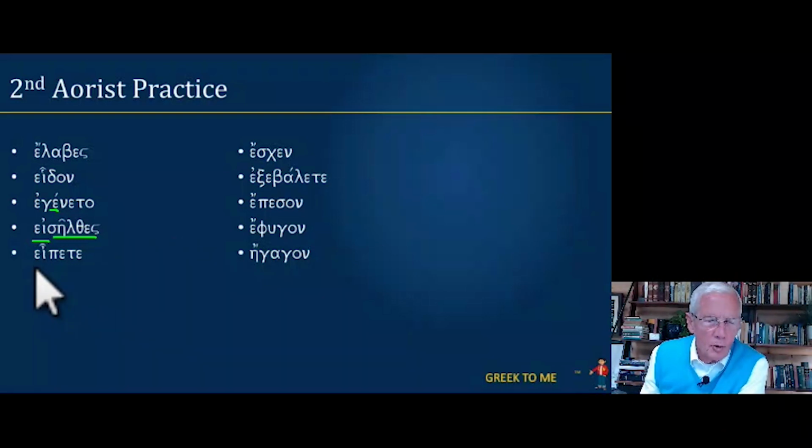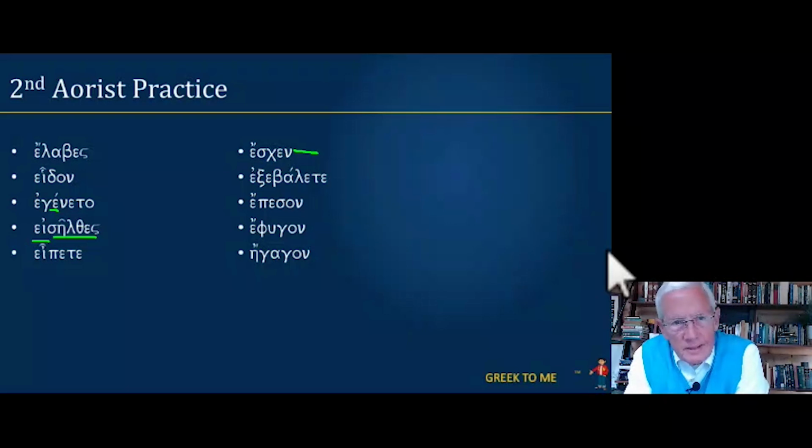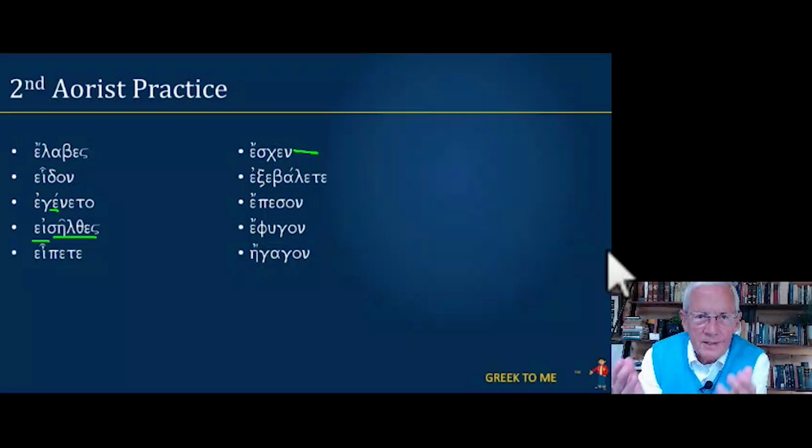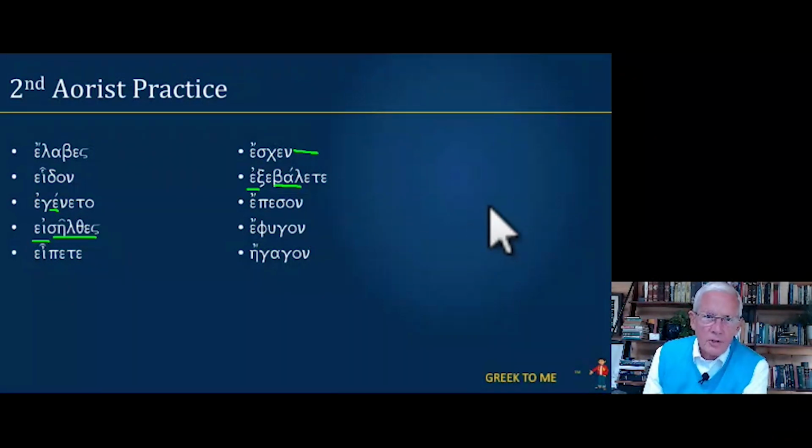Eipate from lego, second aorist, active indicative, second person plural, you said or you spoke. Eschon from echo, second aorist, active indicative, third person singular, he, she, or it had. Exebalete, this is a compound verb from ekballo. Now notice here we have the internal stem change. So second aorist, active indicative, second person plural, you threw out or you cast out.